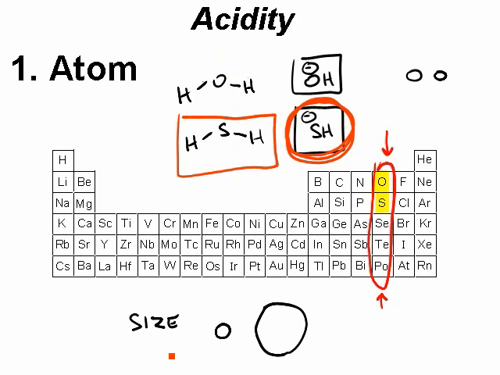So in order to determine whether electronegativity or size is the dominant effect, you always have to look and see the two elements that you're comparing to each other, where are they relative to one another on the periodic table? Are they in the same row or are they in the same column?